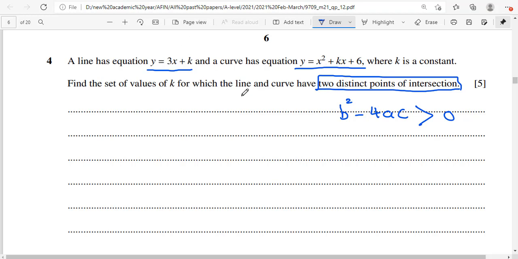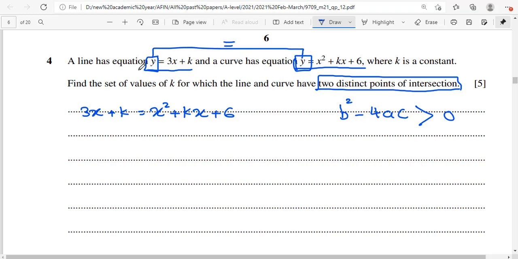Now let's work on them. Since they intersect, we set them as equal. Then 3x plus k is equal to x squared plus kx plus 6. How I straight away set them as equal? Because this side is y, this side is y, and it's obvious that y is equal to y. If this is 2y or 3y, then we need to make y the subject, then equalize the right side of both equations. Now, luckily, y is equal to y. We don't need to do that. We straight away start solving.